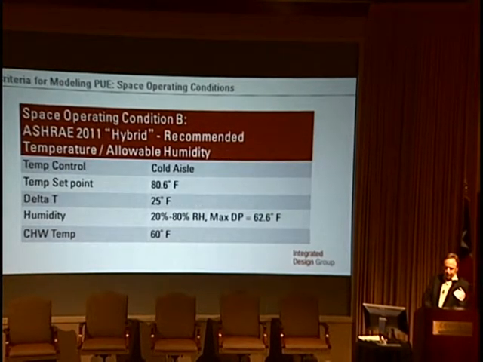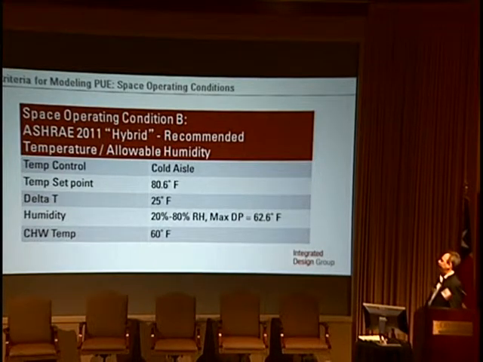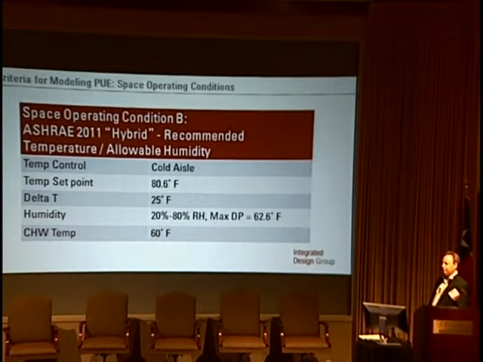If we go to the ASHRAE hybrid condition that we were looking at, this is the recommended, we use the recommended ASHRAE temperature range, which is 69 to 80.6. We control the temperature in the cold aisle, which makes a lot of sense. That's the inlet to the servers. Delta T on the servers is typically 25 degrees.